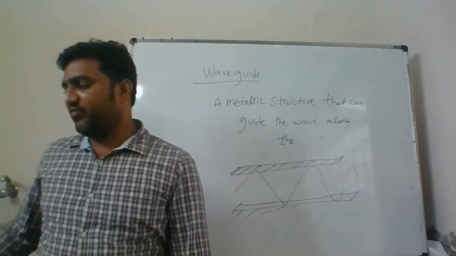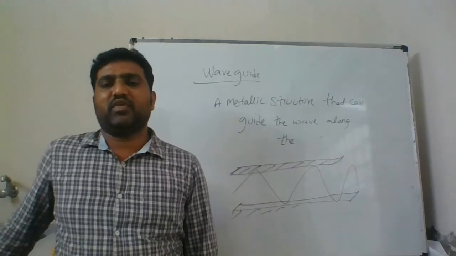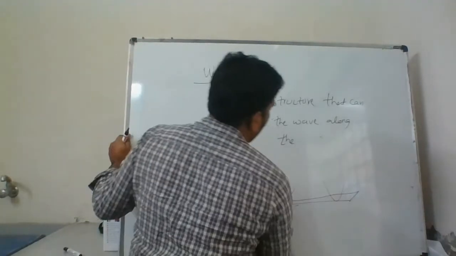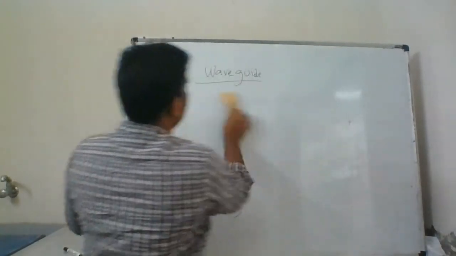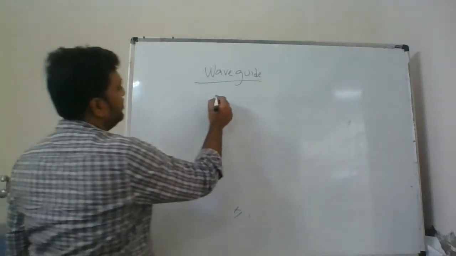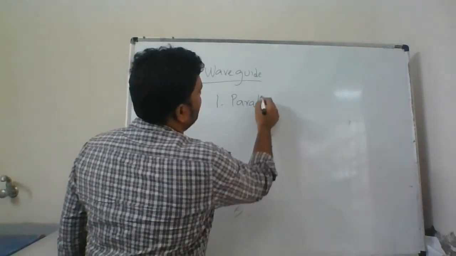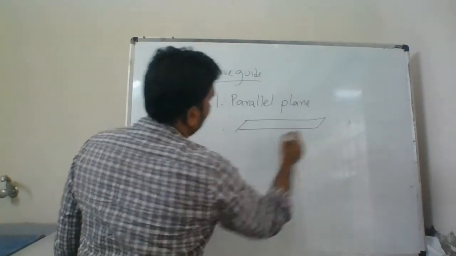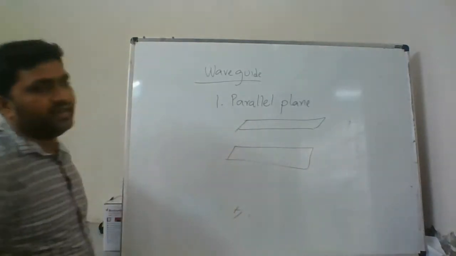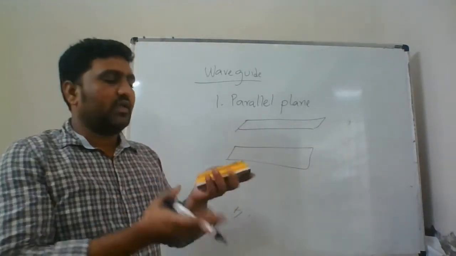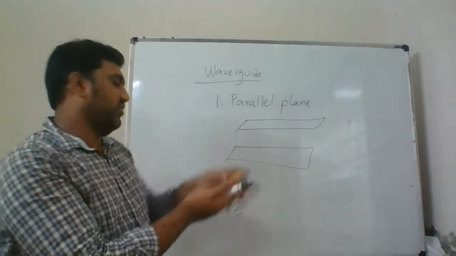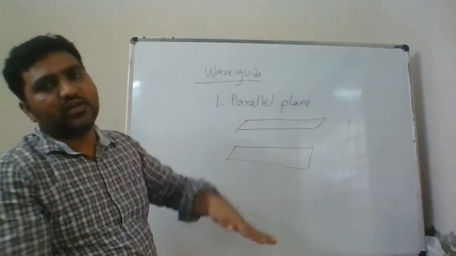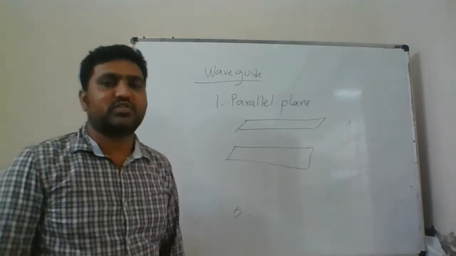Now in general we have three or four wave guiding structures that we can use. The most general type of waveguide that we refer to is the parallel plane waveguide. This is only a theoretical one. As I just told you, it is constructed by placing two parallel metallic planes, one above the other like this. This is one plane and this is another plane, and I place them parallel to each other. This is the structure that we have.